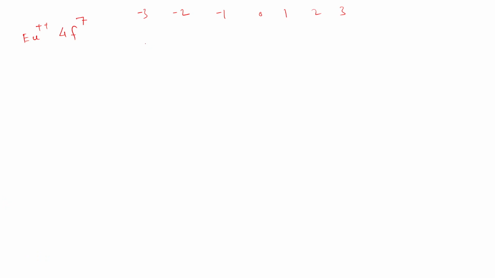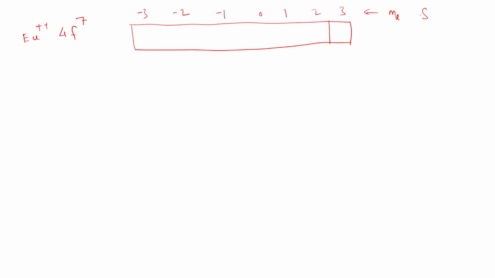Now we have to fill the electrons. The way we fill, these are the different ml values. Based on that we'll get what is S, what is L, and what is J.